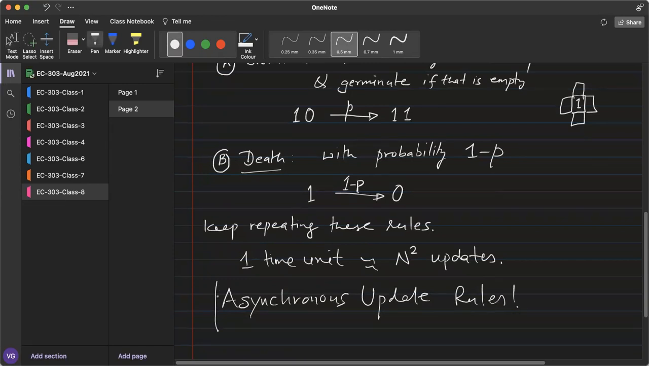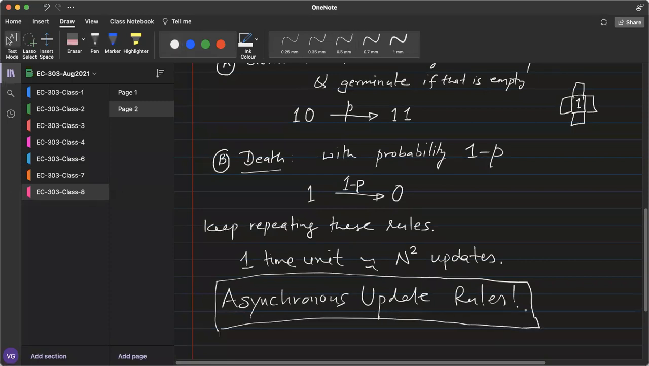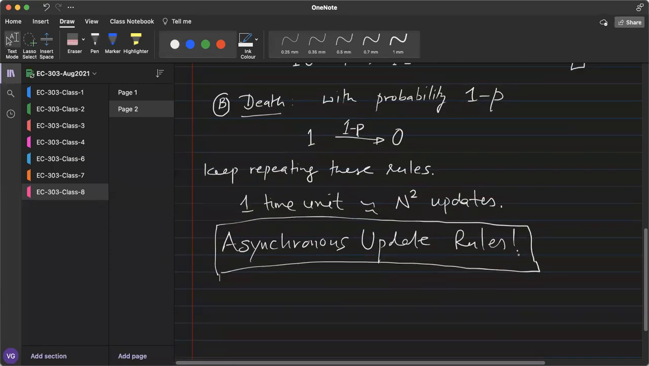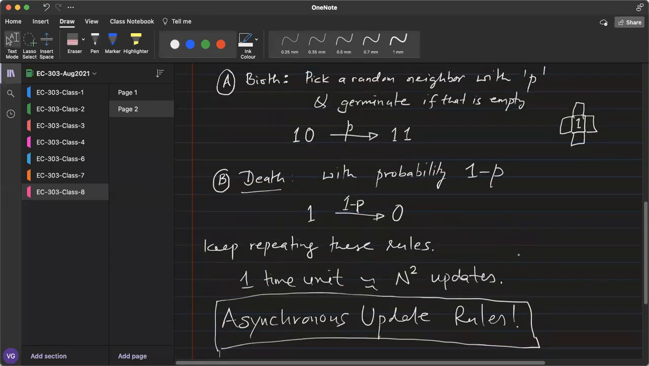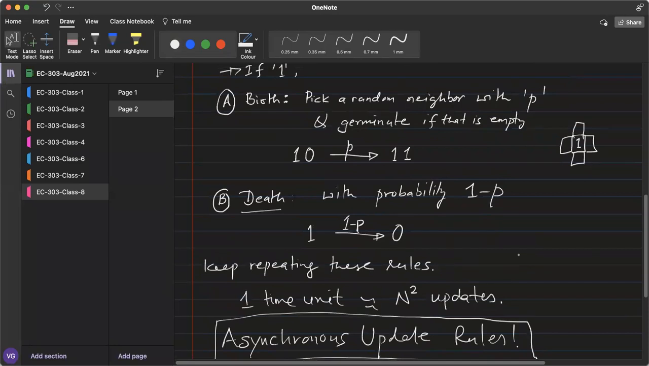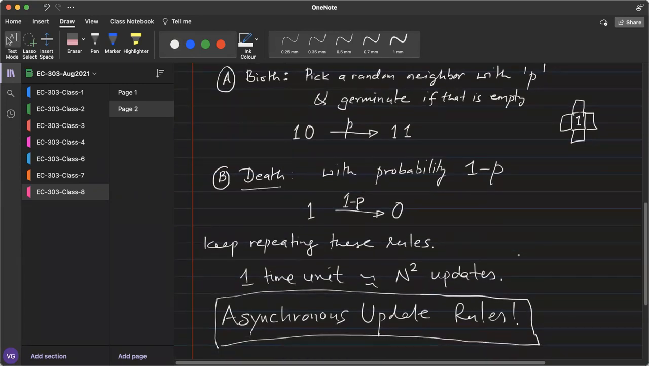So time being discrete is really more of an artifact of implementation. It's not a real mathematical property of the model. But what is true is an asynchronous update, meaning each event is happening independent of each other event. Each event is happening on its own, and it's not synchronized with the birth and death of everybody else in the landscape.